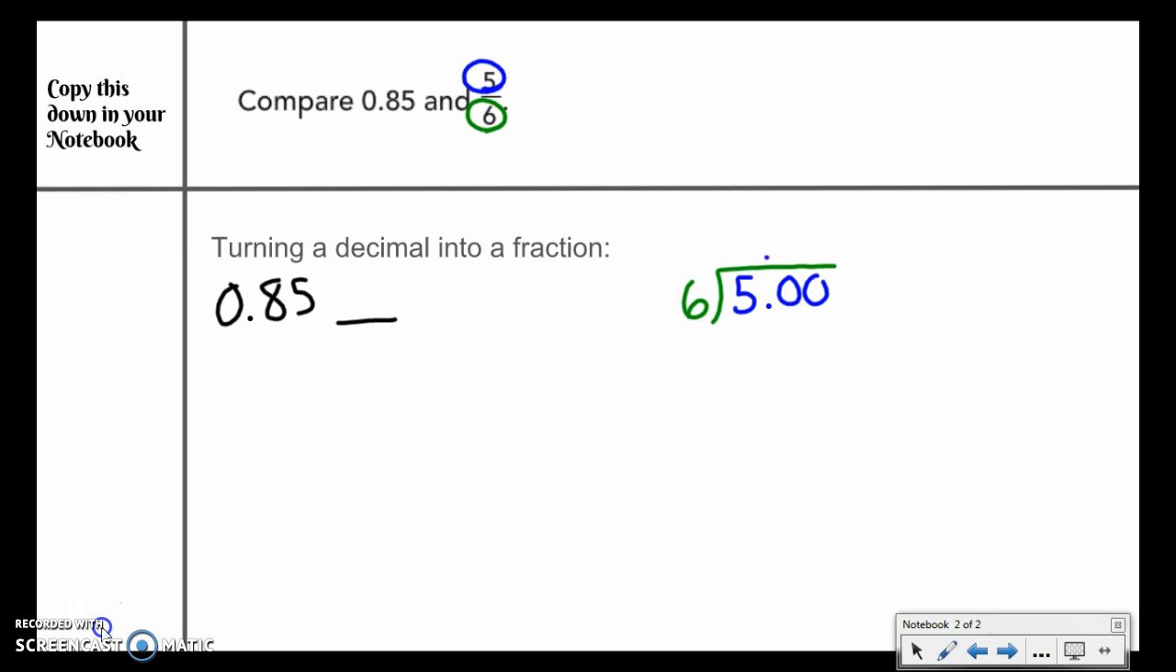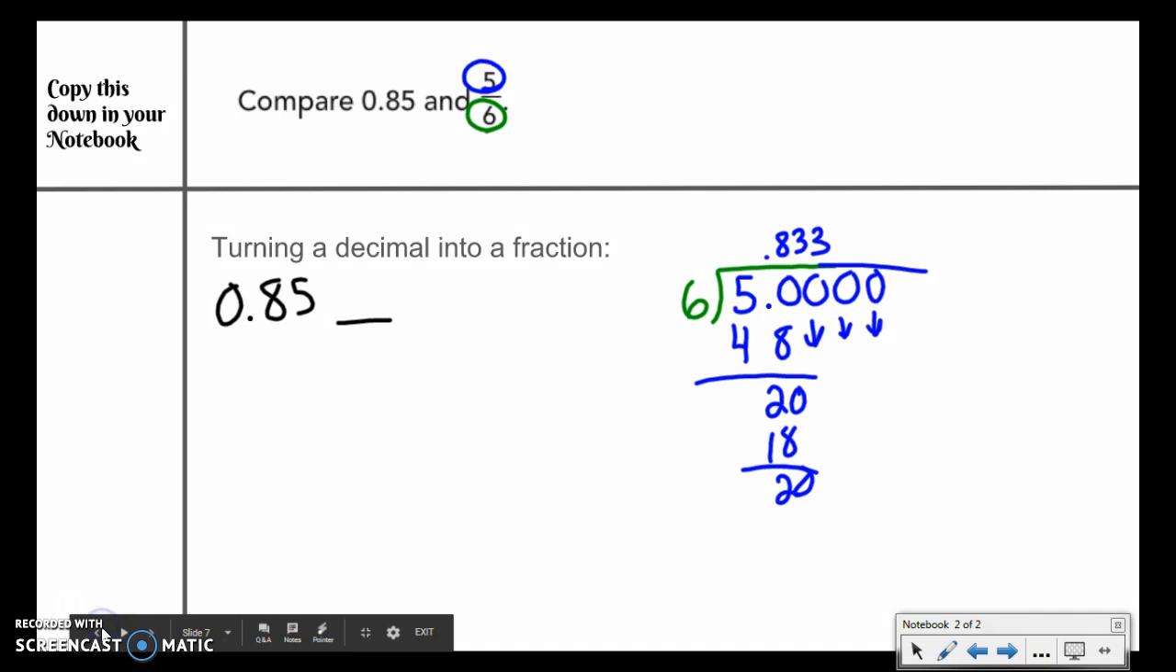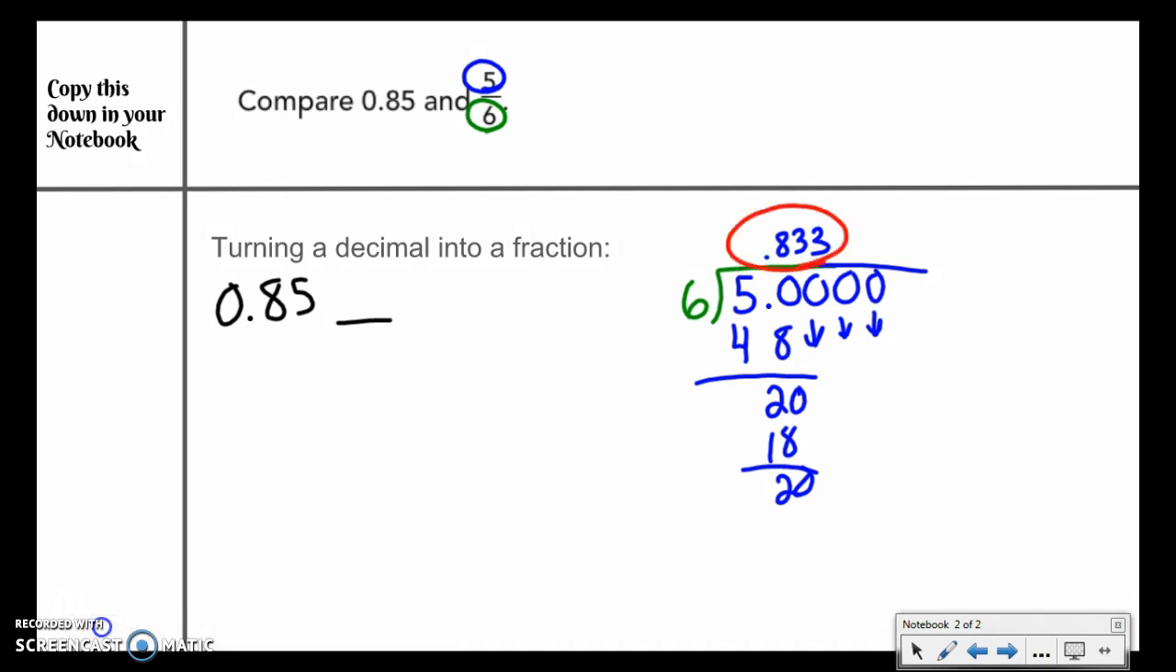6 goes into 50 8 times, which is 48. Subtract, and that gives us a remainder of 2. Bring down your 0. 6 goes into 20 3 times, which is 18. Just a remainder of 2. Bring down your 0. 6 goes into 20 3 times. Now that I know I'm comparing, I'm going to go ahead and round to the nearest hundredth. So I see that 0.833 can be rounded to 0.83.